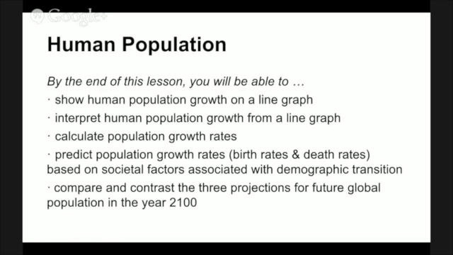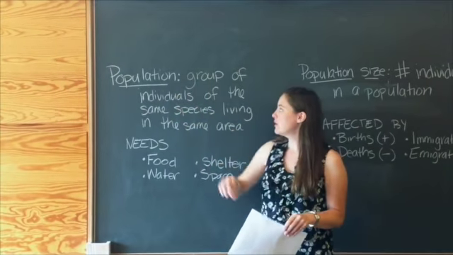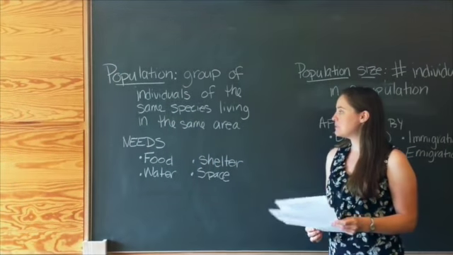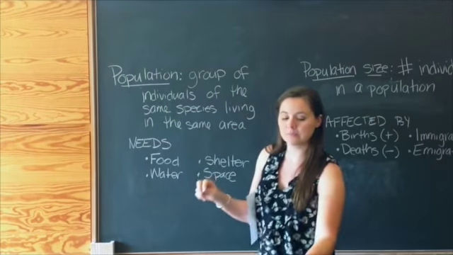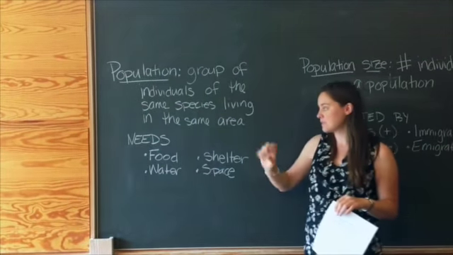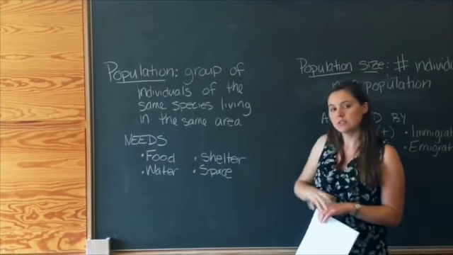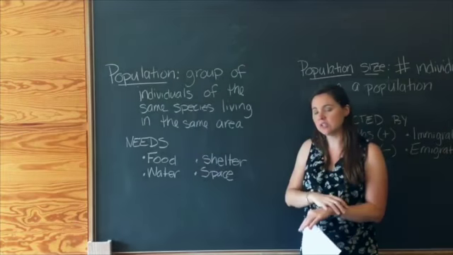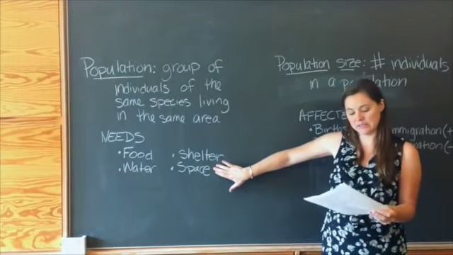the year 2100. So, a population is a group of individuals of the same species that live in the same geographic area. So all populations need four things. They all need food, water, and shelter, which are the requirements for the individuals in the population. And then a population also needs space.